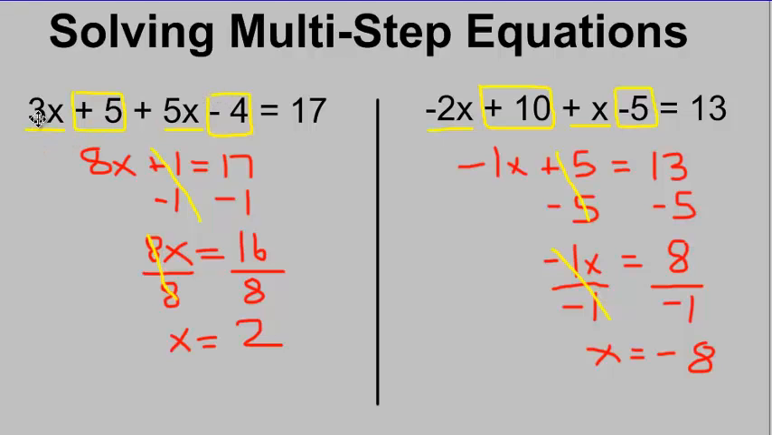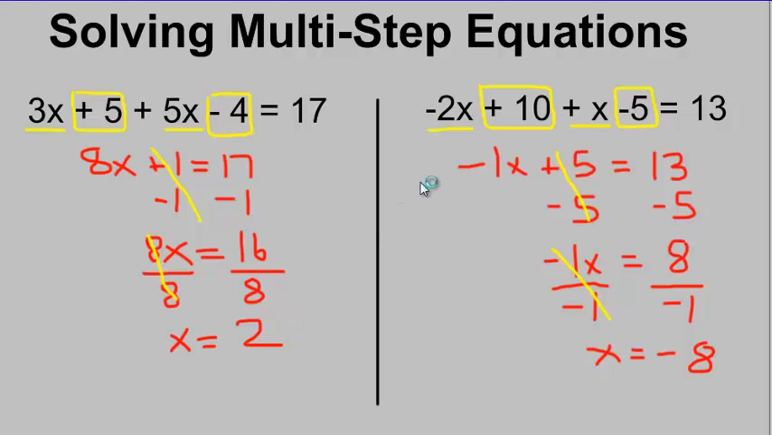So in combining them, 3x plus 5x gives us 8x, and plus 5 and minus 4 together make positive 1. So we have the equation 8x plus 1 equals 17. From here we solve them just like we would a two-step equation. Subtract 1 from both sides to get 8x equals 16, then divide by 8 to get rid of that multiplication by 8, and 16 divided by 8 gives us our answer of x equals 2.